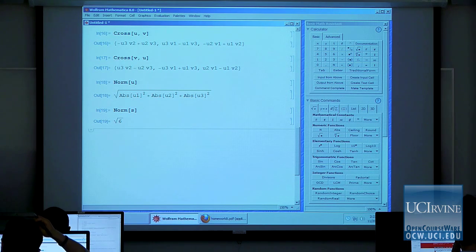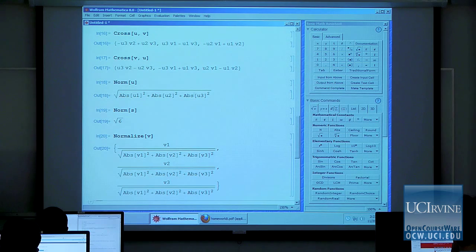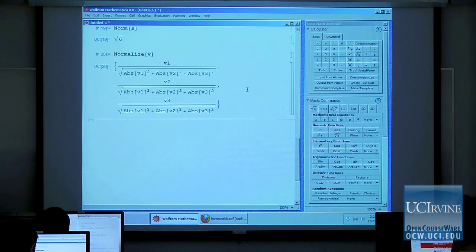Okay. Now, suppose I want to construct a unit vector in the direction of v. Well, as we said over there, we take the components and we divide them by the length. You can do that all in one shot with Mathematica. The command is called Normalize. So Normalize[v] is going to return a unit vector in the direction of v. All right, so you see it adheres to the formula that we wrote on the board. Each component has been divided by the norm, or the length.